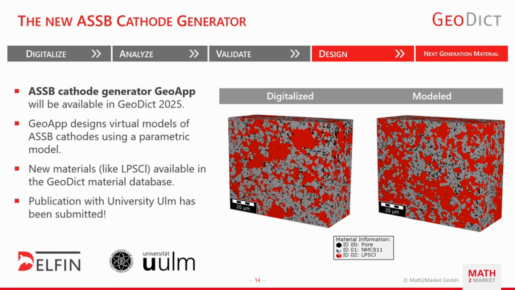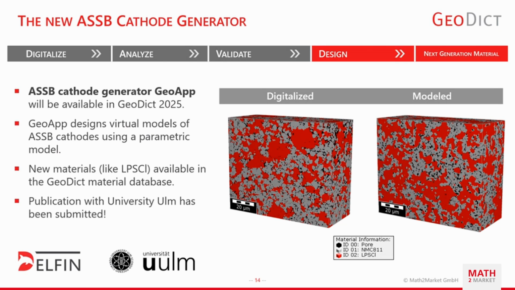On the left, you see the digitized structure. This is the model structure by Orkun and his colleagues at Ulm. I think the resemblance between these two is quite big, so it's a good representation that he found. And the virtual model is going to be a parametric one.